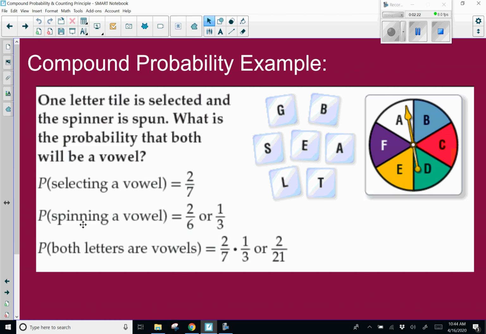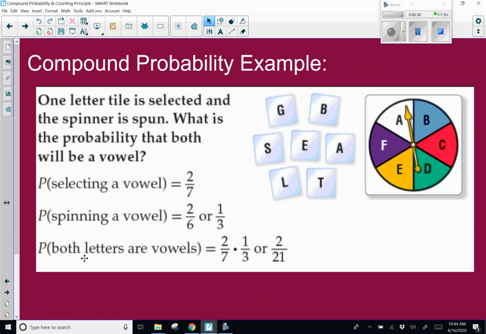The next one is the probability of spinning a vowel. Well, let's look on this spinner. You've got 6 total letters. And then how many vowels do we have? We have 2. So that would be 2 out of 6, which simplifies to 1/3.